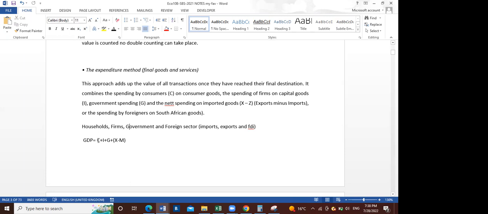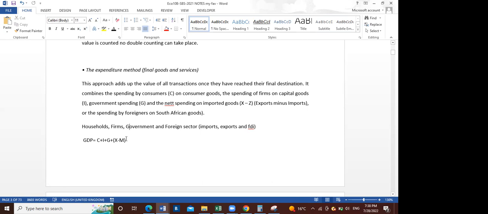As you can see, GDP is equals to C. And the investment spending by firms is given the abbreviation I, because it's firms that are spending on expanding their goods and services, their plants, property, plant and equipment. Then we have the government. Government spending is abbreviated G, and X minus M represents the net foreign sector from abroad, where X represents exports and M represents imports. You can see that X is positive and M is negative.